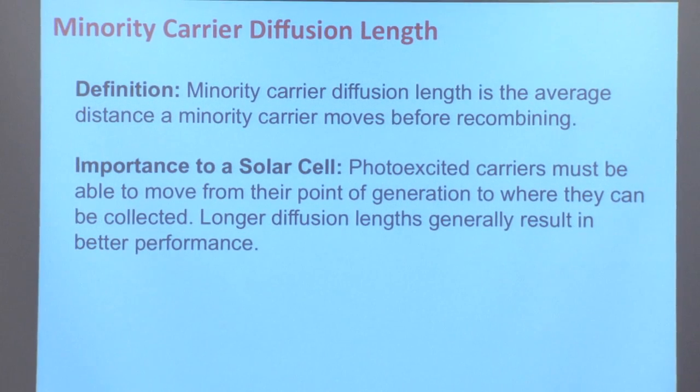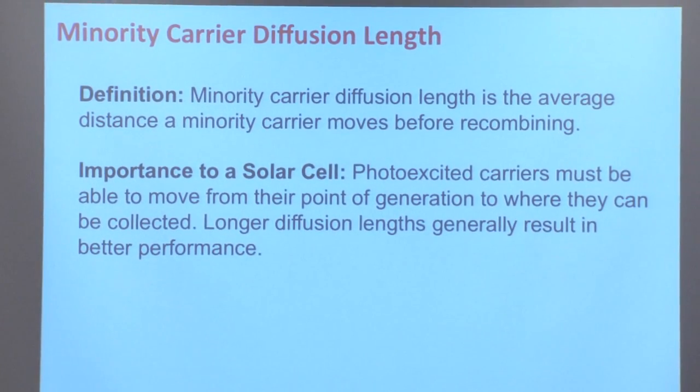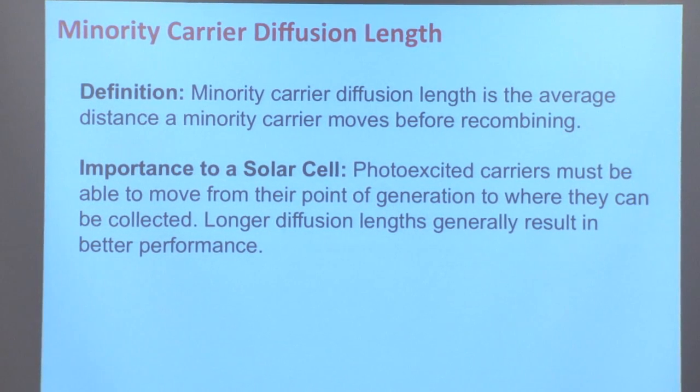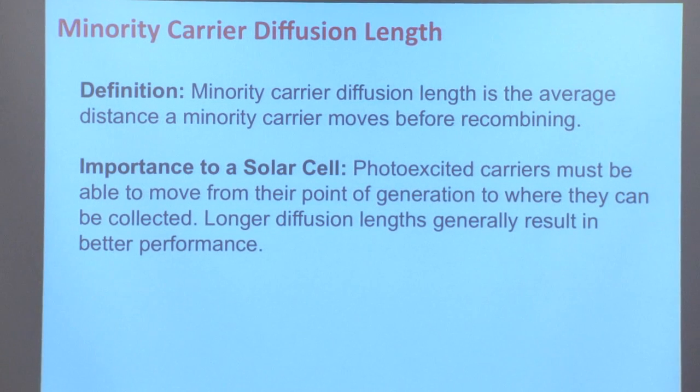So without further ado, your minority carrier diffusion length definition is really simple. If you generate, let's say a photon comes and hits a silicon atom and generates an electron pair over here, how far or how much volume can it explore? And that volume it can explore is described by some characteristic radius. And that radius is known as the diffusion length.